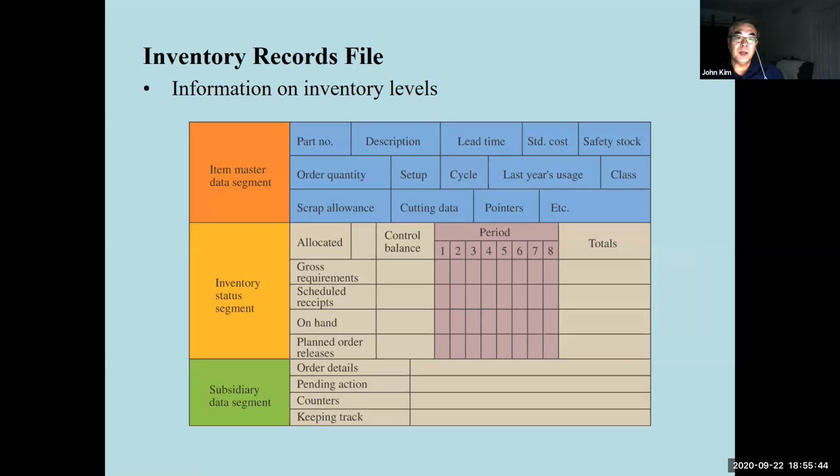And the inventory record file is the last required file for the MRP system. It shows the inventory on hand, and the orders already placed, when they are received, how many, and so on. So this shows the inventory information.